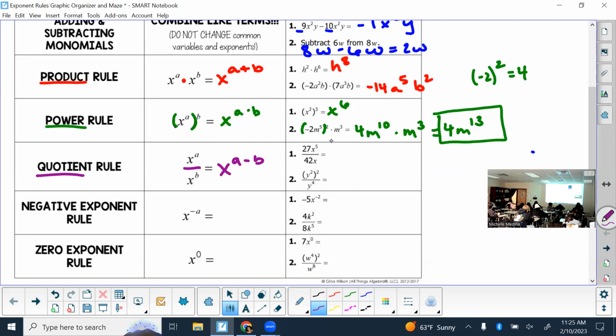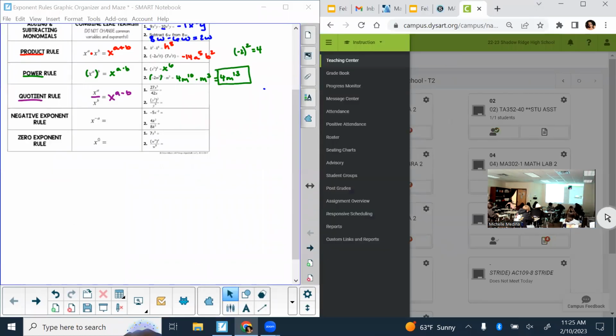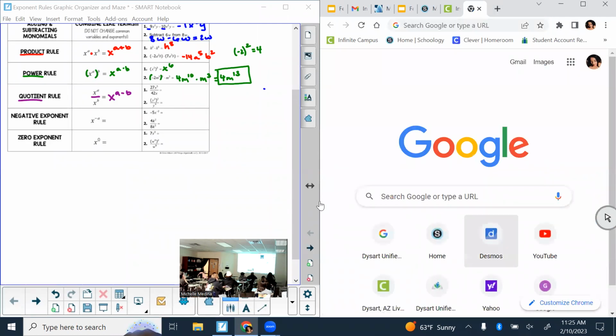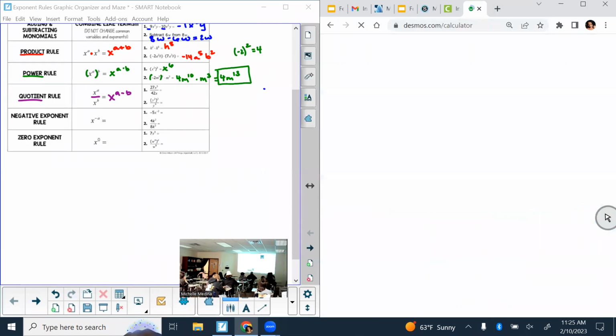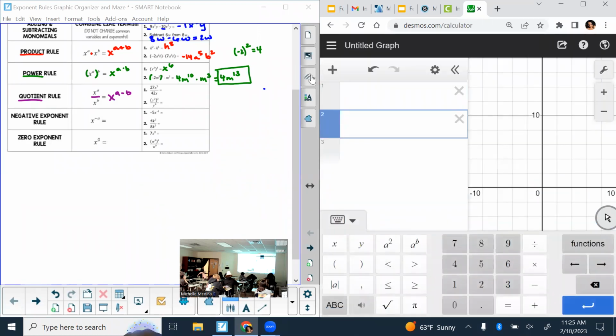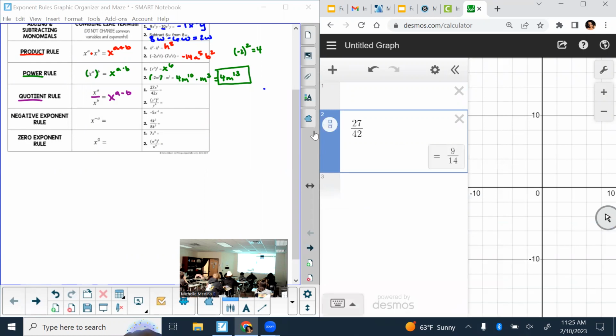Are you sure it's 9/3? Okay, well, let me put it in. Okay, so this is good for you guys to see that still struggle with fractions. So we're simplifying 27 over 42, right? It gives me a decimal, but if you press this button, you get the simplified fraction. So it's 9 over 14.